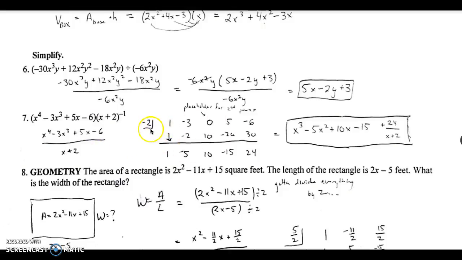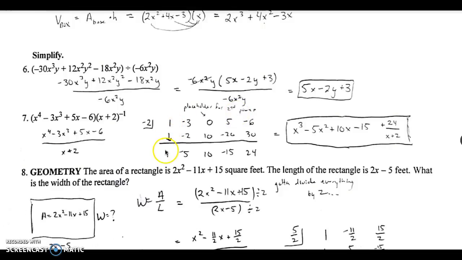The number that goes in the box is negative 2, because negative 2 plus 2 would have given me 0. And then the top row again is your coefficients of the numerator. So we had 1, negative 3, 5, and negative 6. But notice that we had 4th power, 3rd power, 1st power, 0 power, and there was no 2nd power. So I have a 0 as a placeholder for my 2nd power. That's what this little phrase says right here.